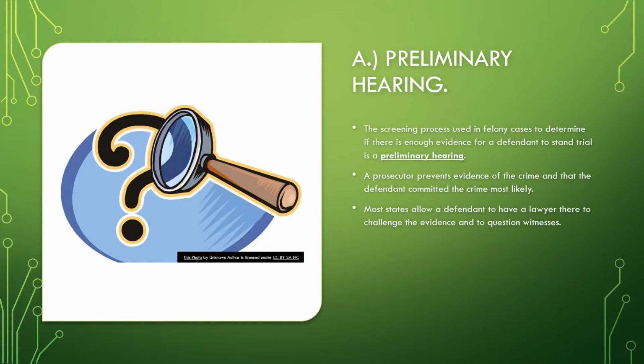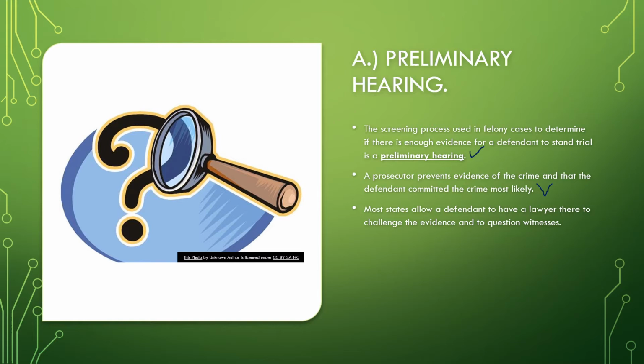The screening process used in felony cases to determine if there is enough evidence for a defendant to stand trial is a preliminary hearing. In our last lesson, we talked a little bit about misdemeanors, which are not as serious crimes. Felony cases are obviously more serious crimes like rape, murder, burglary, robbery, things like that. I'm sorry, I always have trouble with that word. But a prosecutor presents evidence of the crime and that the defendant most likely committed the crime.